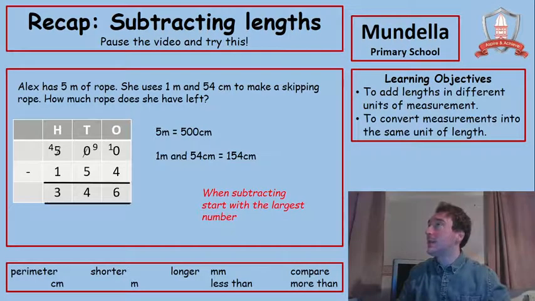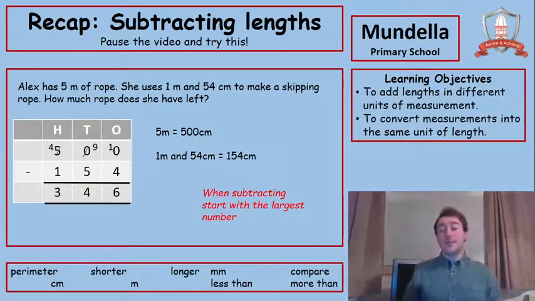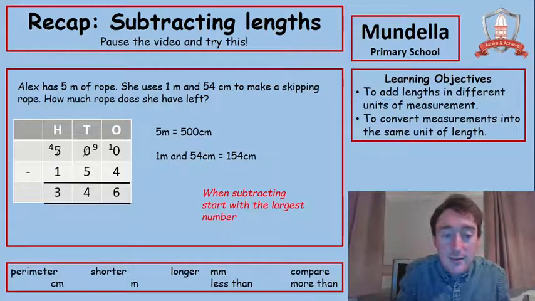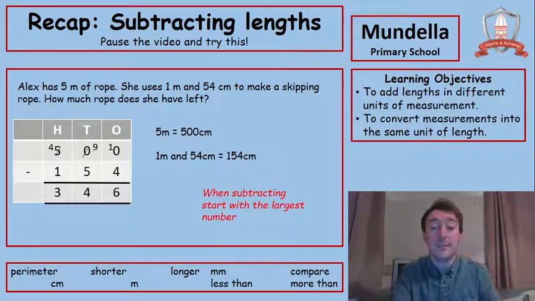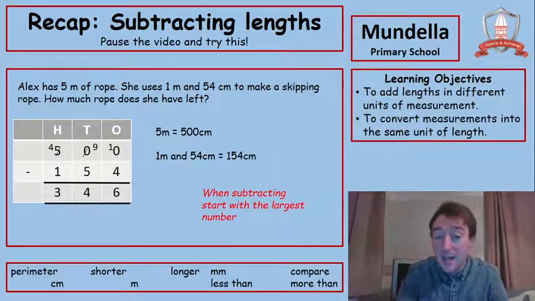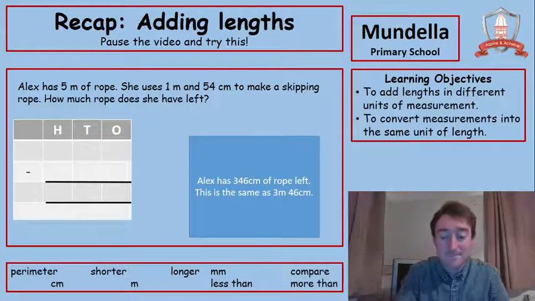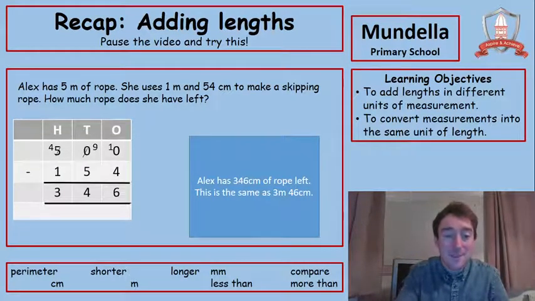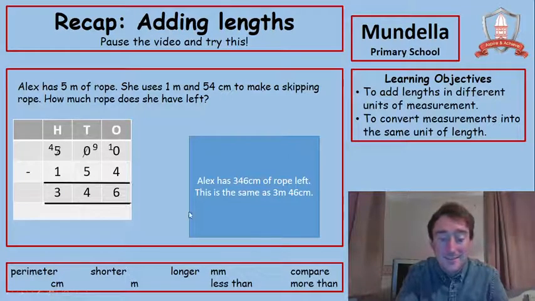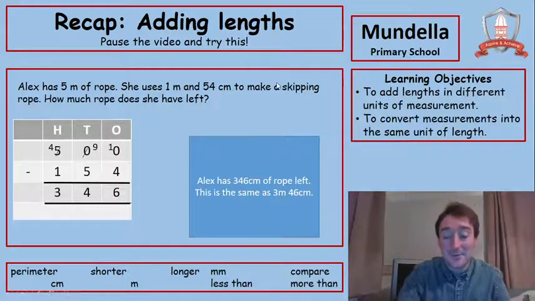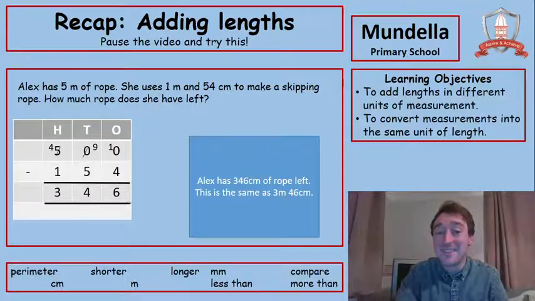So what is the answer? 346. And that is how much rope she has left. 346 centimeters, which is the same as, I wonder if you know, 3 meters and 46 centimeters. Well done to those of you who said that. Okay. Yeah. There's our answer. I wrote it there. There you go. I even wrote it in sentences. So we're definitely right then. And I checked this time, so it's good.